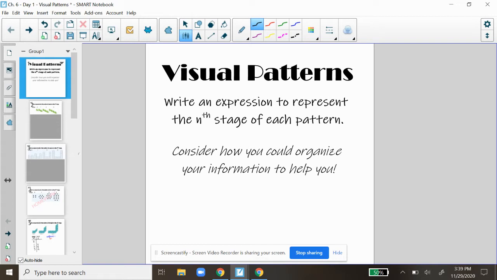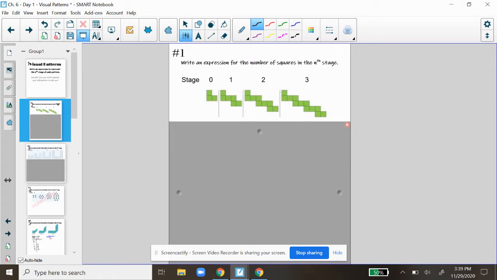So on the next few slides, you're going to see patterns of all sorts of different shapes, and you are going to be asked to write an expression to represent the nth stage of each pattern. So for example, if I wanted to know how many squares are in the 100th stage, what's an expression that you could write using n, where I could plug in 100 to figure out how many squares would be in that 100th stage. So here's what I mean.